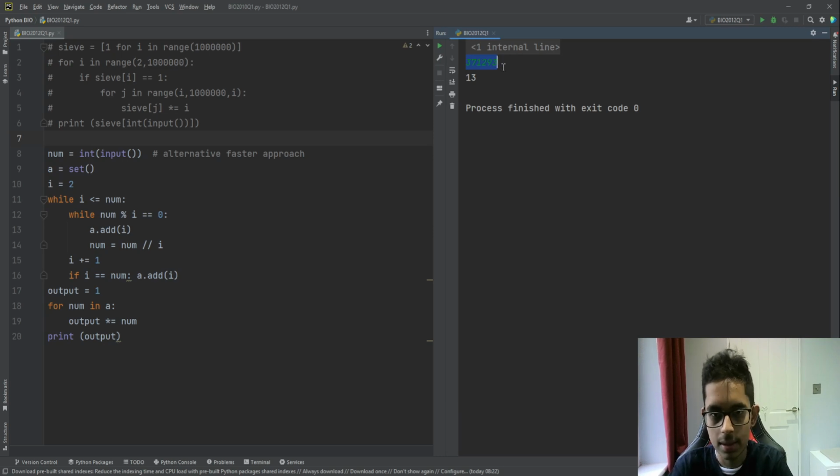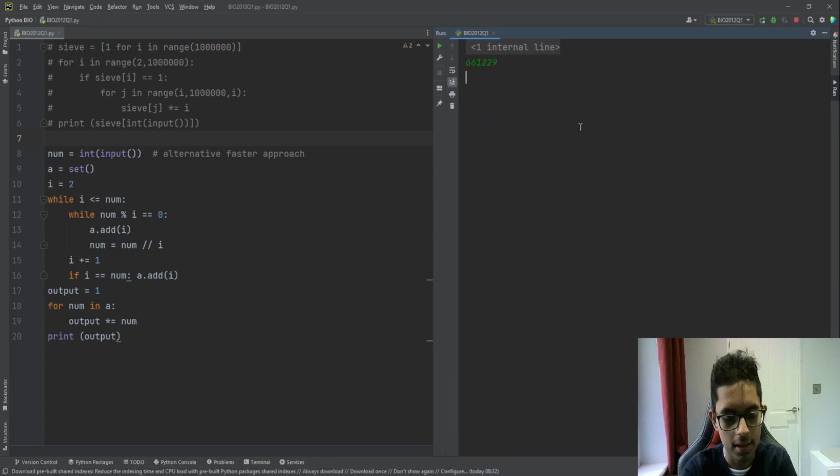So this number is basically going to be a power of 13 only, which means it's going to be like 13 to the power n, where n is an integer. So yeah, this program works, and if we test on the very largest input which they provided, which will be this, as you can see, this outputs in very short time, less than a few milliseconds.